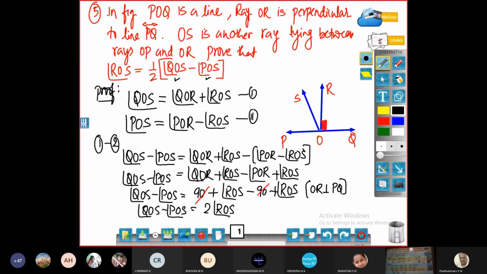You got the answer or not? What do you have to do next? Now we have to send 2 to the right hand side. We want only ROS. So therefore, ROS will be equal to 1 by 2 times QOS minus POS. So this is what we wanted to prove here. That is the final answer.